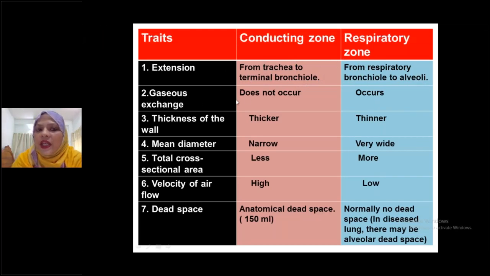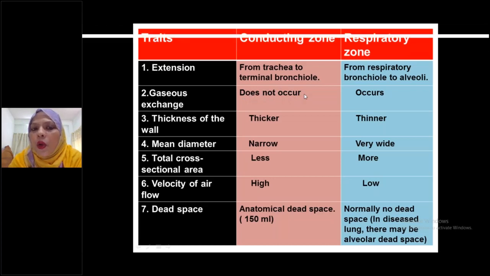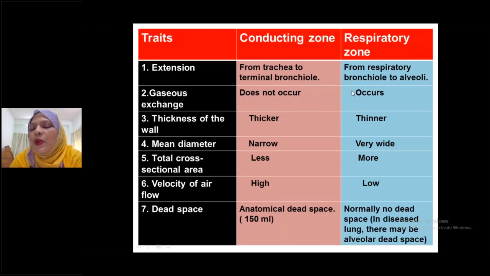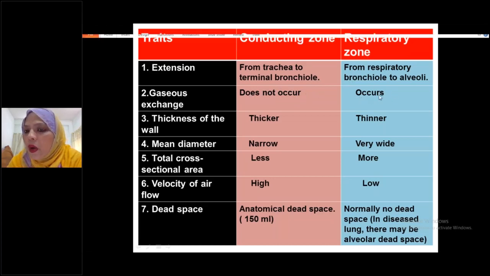Now, gaseous exchange. I have already mentioned several times that gaseous exchange doesn't occur in the conducting zone. Only conduction of air occurs in this area, but no gaseous exchange occurs in the conducting zone. In the respiratory zone, gaseous exchange always occurs.